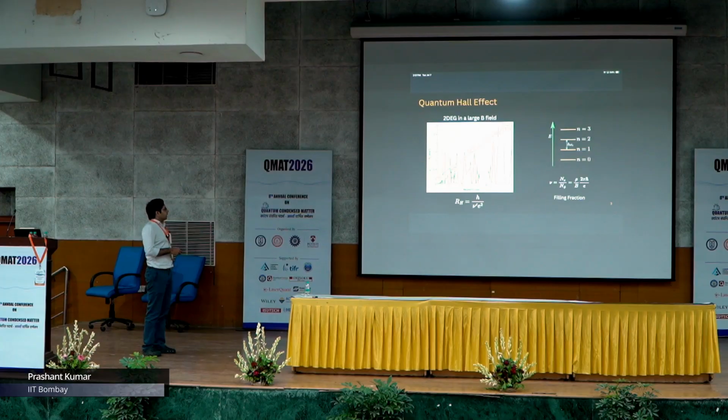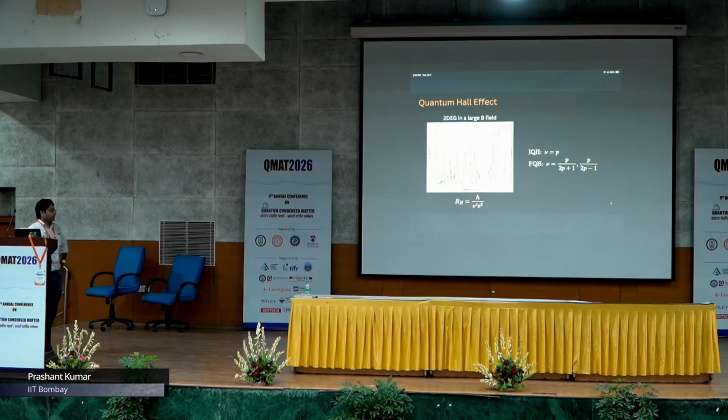And how do we understand these integer filling fractions? Well, if I put electrons in a large magnetic field, they form Landau levels labeled by this n, 0, 1, 2, 3, 4. They are equally spaced in energy. And when I fill an integer number of those Landau levels, I get these integer states. So 1, 2, 3, 4, that's how I get them.